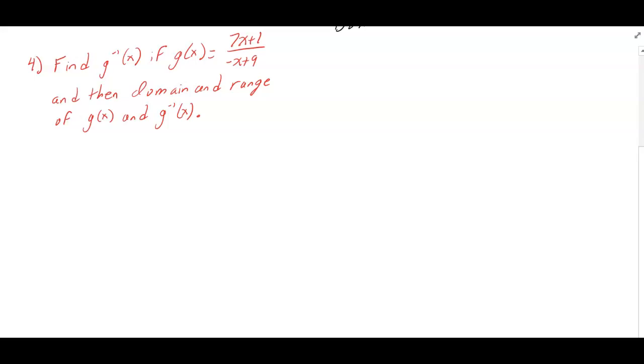Guzzado here. If you look at problem number 4, we want to find the inverse function in the domain and range, very similar to the previous question. So you should be very successful on this problem. So y is equal to 7x plus 1 over negative x plus 9. We're going to switch the x's and y's.